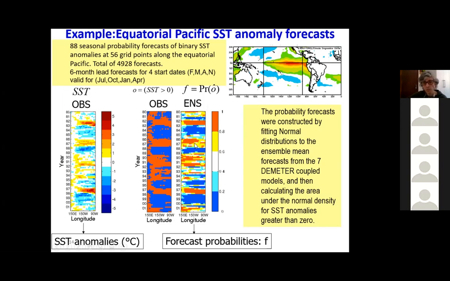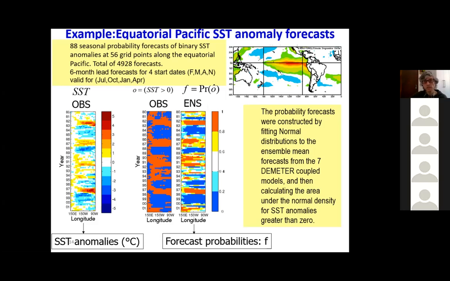When you start to compare these two panels here, you already see that there is a good match between high probabilities being forecast when a positive anomaly was observed and low probabilities being forecast when a negative anomaly was observed. So you can already have an idea about some sort of discrimination here. But how can you do that more formally?